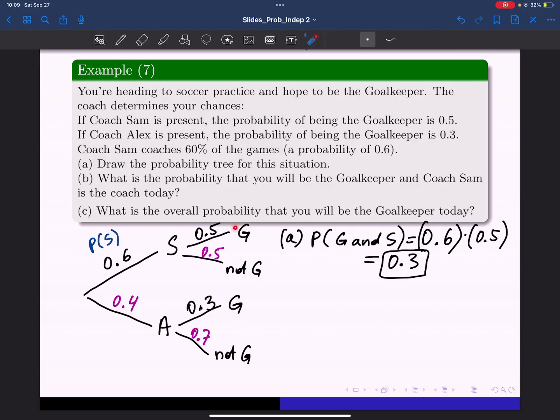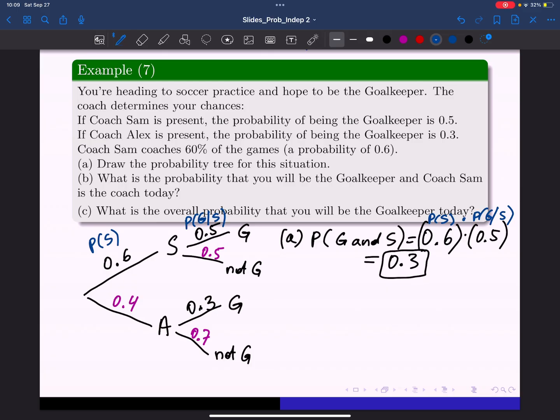But this branch is the probability of goalkeeper given that it is coach Sam. So this is the probability of G given that coach Sam is coaching. So then the probability of S and G would be the probability of S times the probability of G given S. So this is the probability of S times the probability of goalkeeper given that coach Sam is coaching.